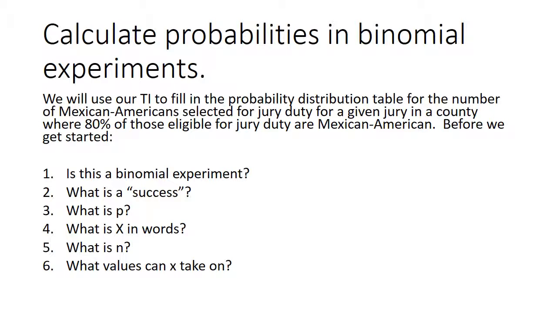All right, here is the example we are going to use. We are going to use our TI to fill in the probability distribution table for the number of Mexican Americans selected for jury duty for a given jury in a county where 80% of those eligible for jury duty are Mexican American. Before we get started, we want to answer a couple of questions.